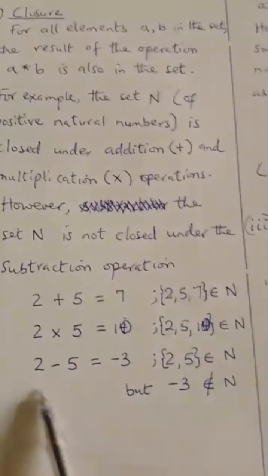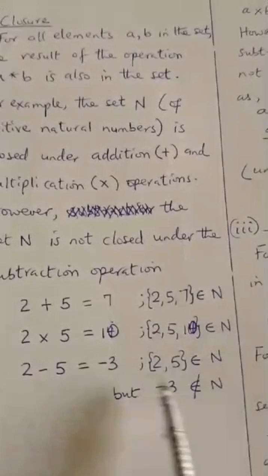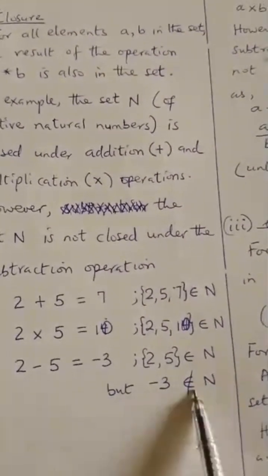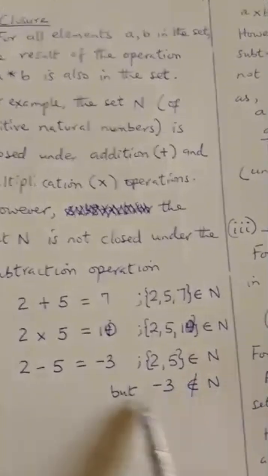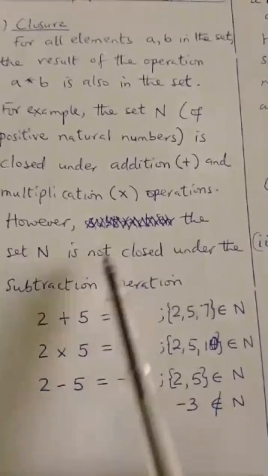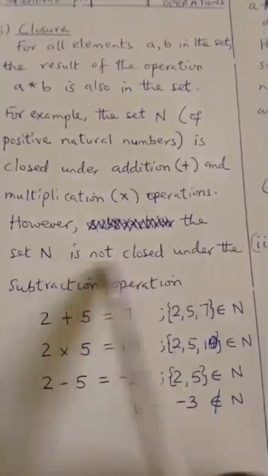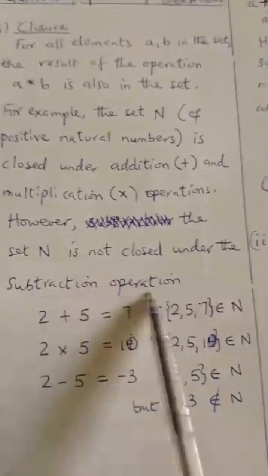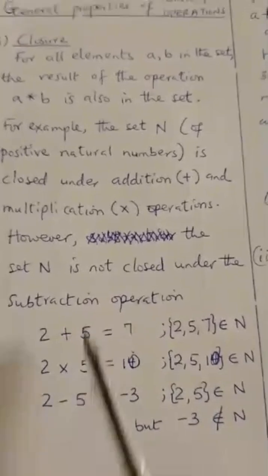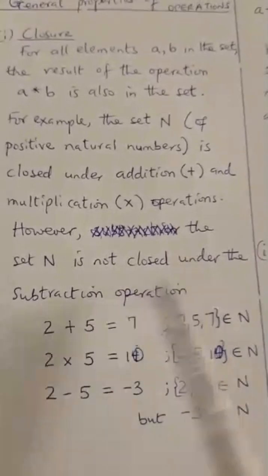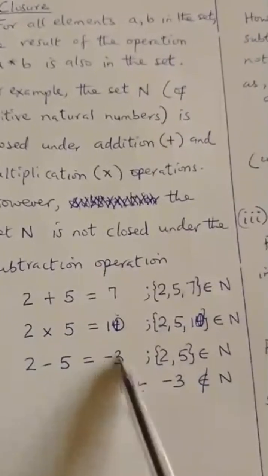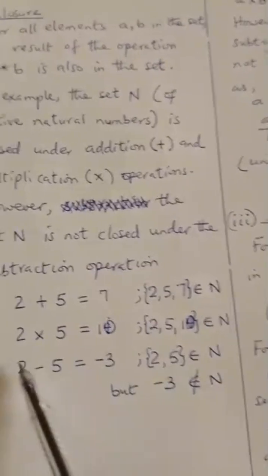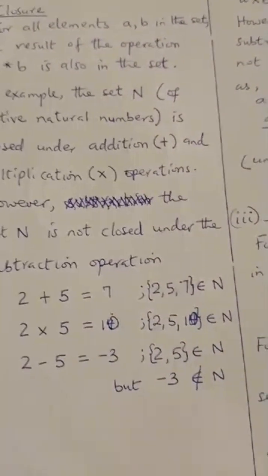But look at subtraction. 2 minus 5 gives you minus 3. 2 and 5 belong to the set of positive counting numbers, but minus 3 is not a positive counting number. So subtraction is not closed for that set. We say the set N is not closed under this operation. So that's the property of closure, because minus 3 doesn't belong to the same set as its two operands, 2 and 5.